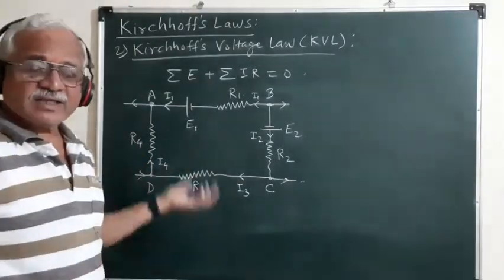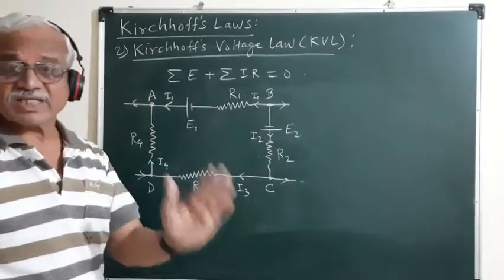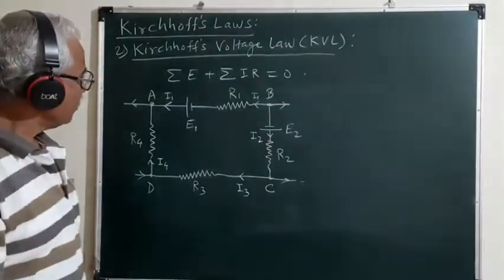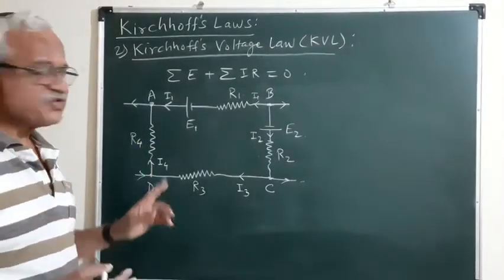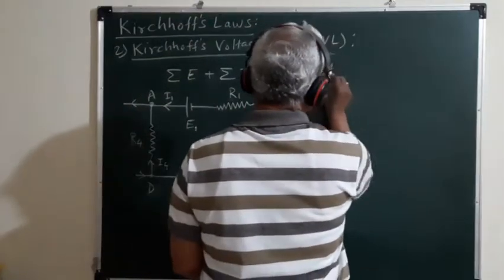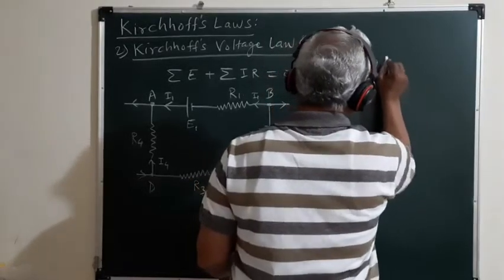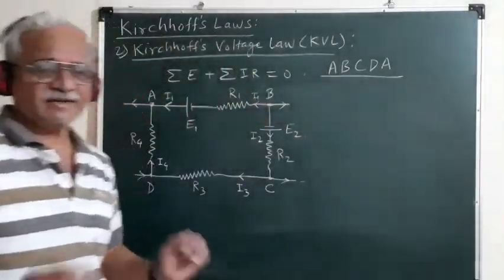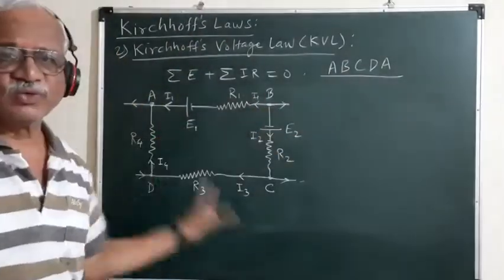We can apply Kirchhoff's voltage law to every such closed loop in the given network. So let us first decide the direction in which this loop is to be traced. Let us consider that we want to follow this path A, B, C, D, A. This is a closed loop A, B, C, D, A, and we want to apply Kirchhoff's voltage law to it.